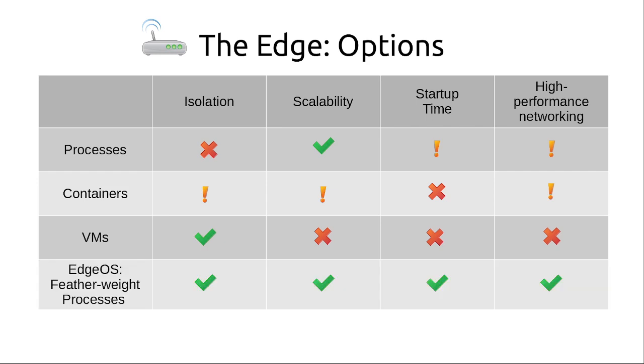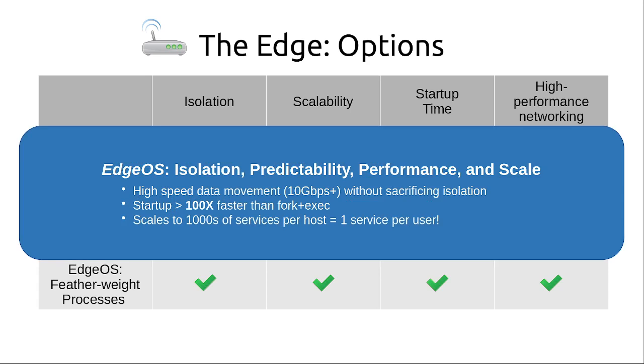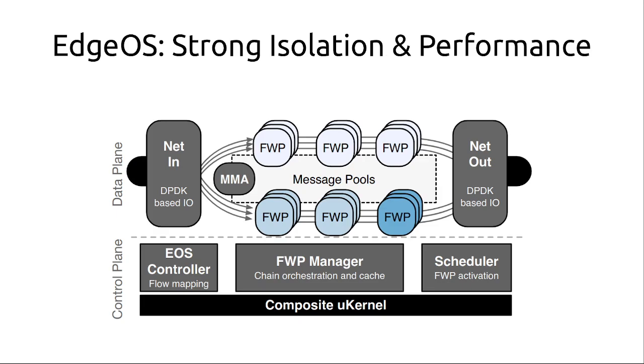So we've implemented a system called EdgeOS within Composite that provides an abstraction for featherweight processes that attempts to provide all of these functionalities. The goal is that we can provide 10 to 100 gigabits per second processing of packets without sacrificing isolation. Every client that tries to connect to the system should be completely isolated in its own separate protection domain. We want the startup of these different clients' computations to be very, very fast, and we want it to scale up to thousands of these computations per host.